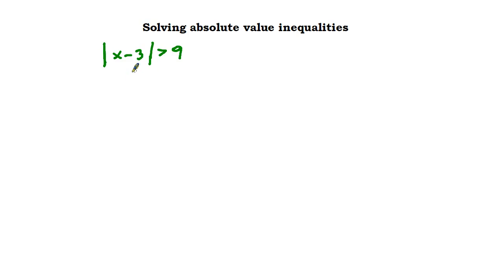This is another kind of absolute value inequality. The last one we looked at was with a less than symbol here. Now we have a greater than symbol. So here I want to remind you that the absolute value symbols tell us distance from zero. So whatever is in these absolute value symbols is going to be greater than 9 from 0.